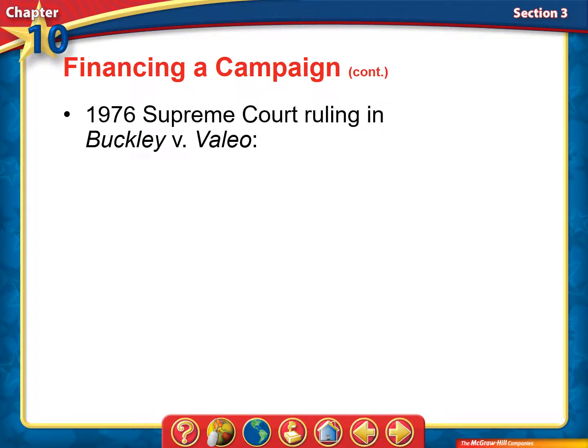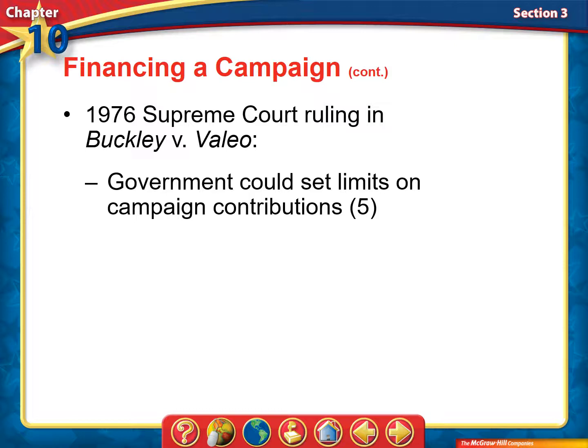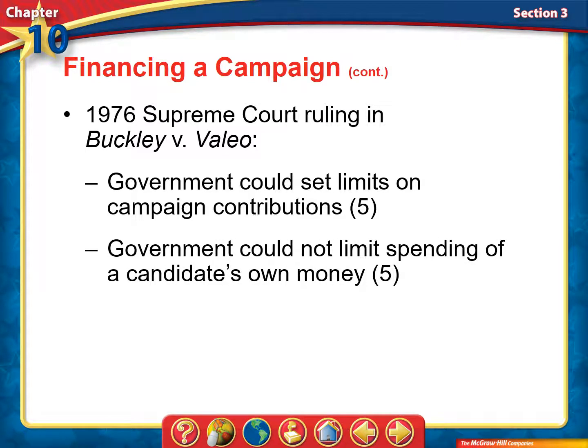There's also been a number of famous Supreme Court cases related to campaign spending. First is Buckley v. Valeo. The Supreme Court ruled in 1976 that the government could set limits on campaign contributions, and that the government could not limit the spending of a candidate's own money. So there have been a few candidates historically that have pledged to use only their own money in their campaigns. Ross Perot is probably the most famous of these. So government, once more, could set limits on campaign contributions, but could not limit the amount of an individual's personal money.